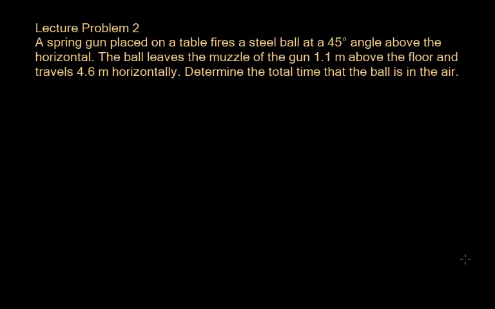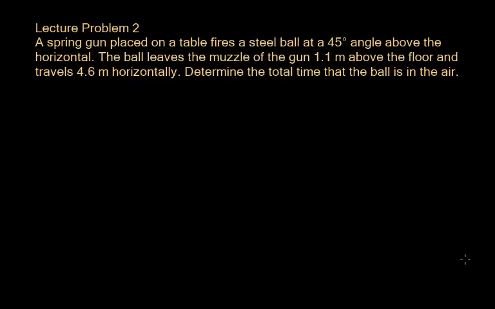Lecture problem 2. A spring gun placed on a table fires a steel ball at a 45-degree angle above the horizontal. The ball leaves the muzzle of the gun 1.1 meters above the floor and travels 4.6 meters horizontally. Determine the total time that the ball is in the air.